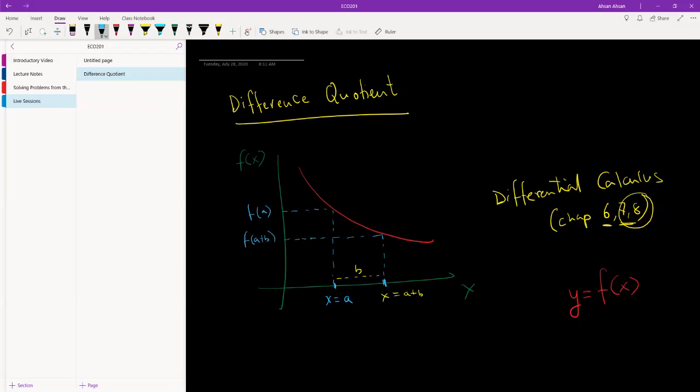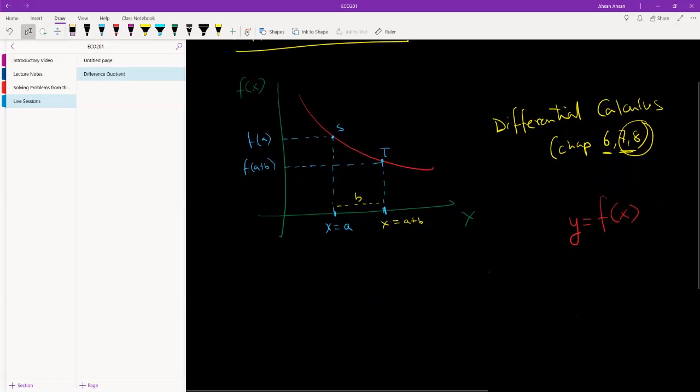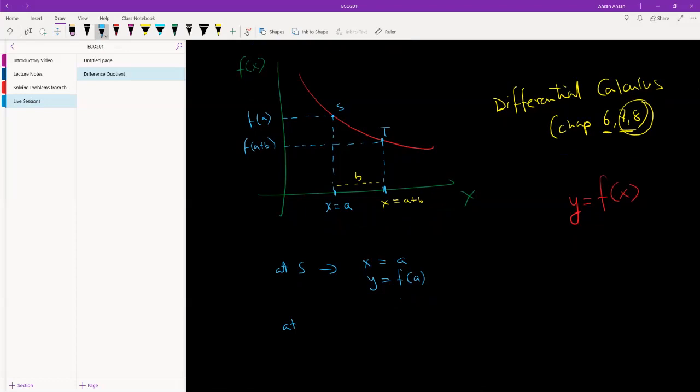So what I'm going to do now is give them names. Let's suppose this is point P. Let's not use P, since in economics, P tends to mean price. Let's call this point S and point T. Now, what we want to do is calculate the average change when we move from S to T. So at S, we have x equal to a and y equal to f(a). Then we move to T, where x is equal to a plus b and y equals f(a plus b).